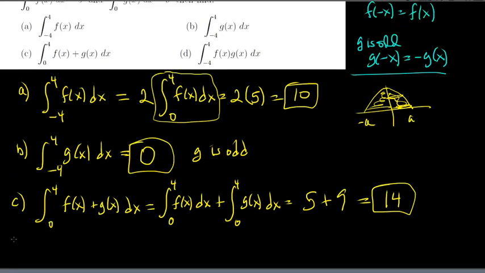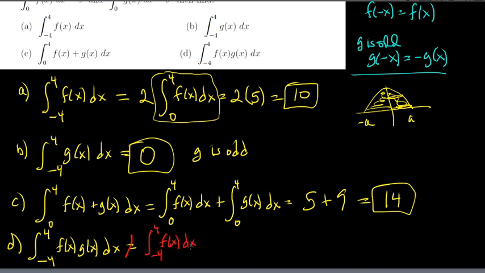Oh, I can just squeeze this in here. So we're going from -4 to 4 of f of x times g of x. Now here you have to be careful because there's no product rule. You cannot say that this is the definite integral from -4 to 4 of f of x times the definite integral from -4 to 4 of g of x. If you do that, it's wrong. However, you happen to get the right answer here, but for the wrong reason.